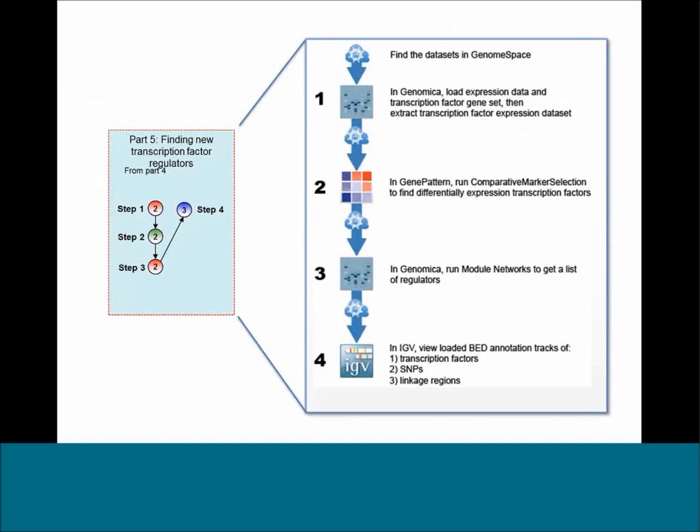We're going to take that data set of transcription factors, and then we're going to go into GenePattern, and we're going to run a differential analysis. That's going to tell us which transcription factors are active between the two conditions that we're measuring. We are then going to send that data back to Genomica, and we're going to run a module networks analysis to get a list of the regulators of those transcription factors that we determine to be the significant ones in hematopoiesis. And we are then going to view annotation tracks of the transcription factors compared with known SNPs and linkage regions in those genomic areas where the transcription factors occur.